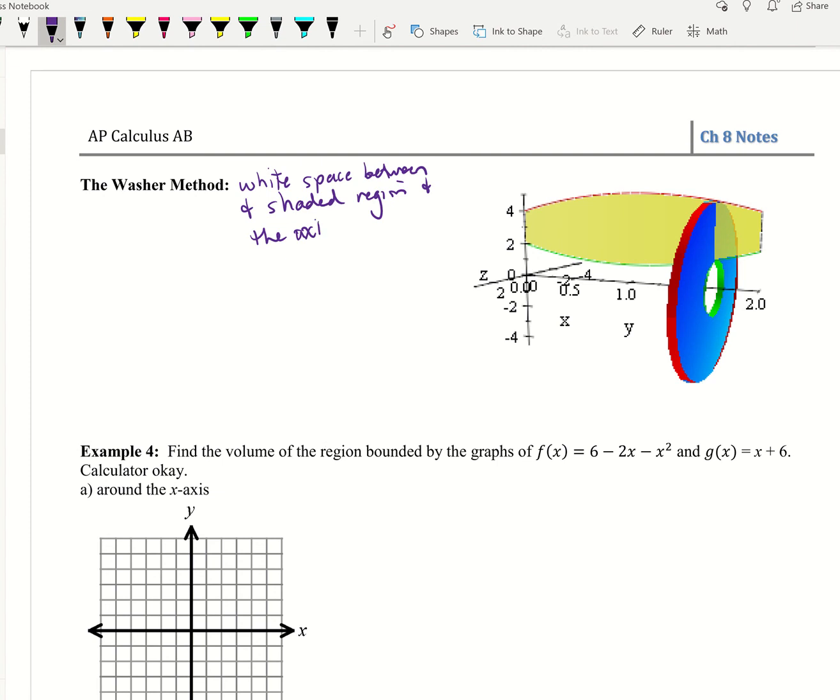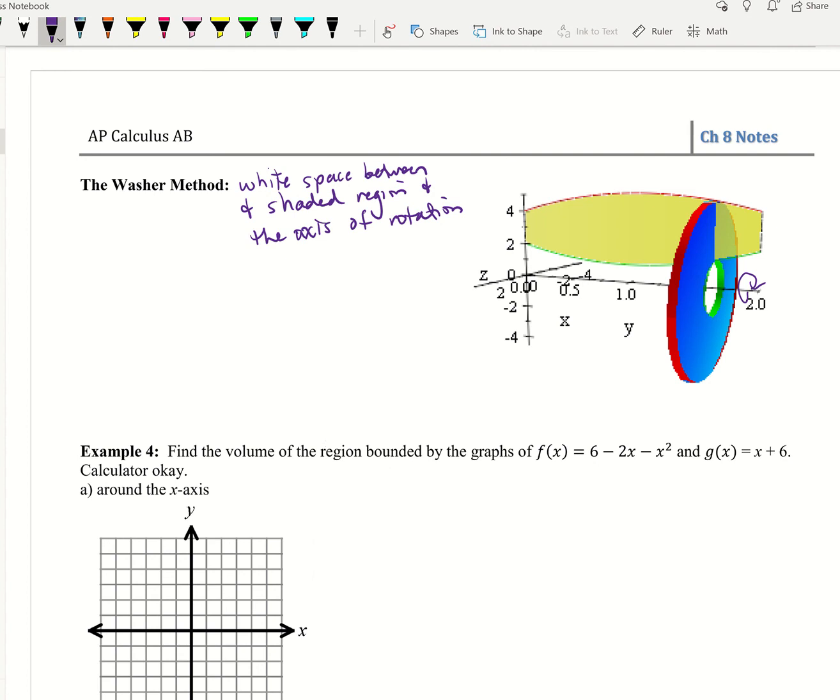How do you spell axis? There we go. So notice that for this shaded region, it does not touch all the way down. We're revolving it around the x-axis. It doesn't ever touch the x-axis. It can even touch once for part of it.